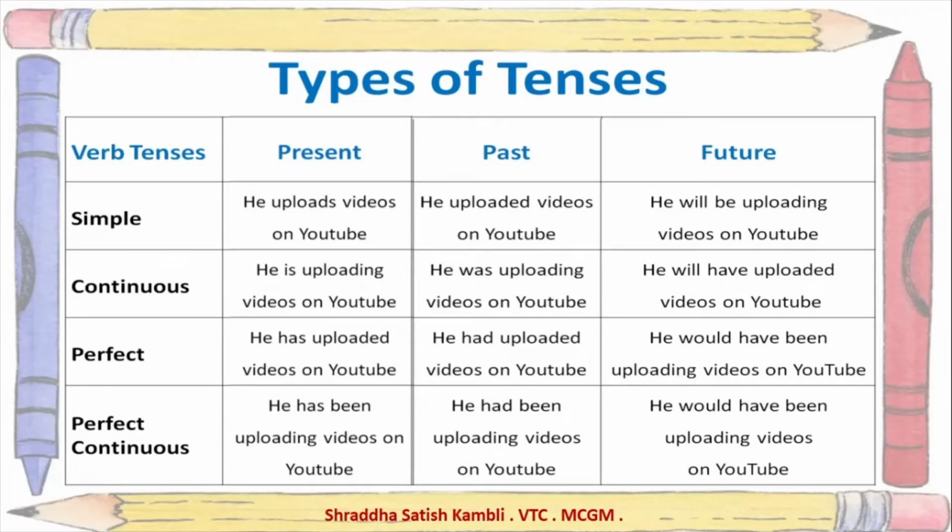Coming to the future tense. Simple future, he will be uploading videos on YouTube. Future continuous, he will have uploaded videos on YouTube. Future perfect is, he would have been uploading videos on YouTube. And future perfect continuous, he would have been uploading videos on YouTube.